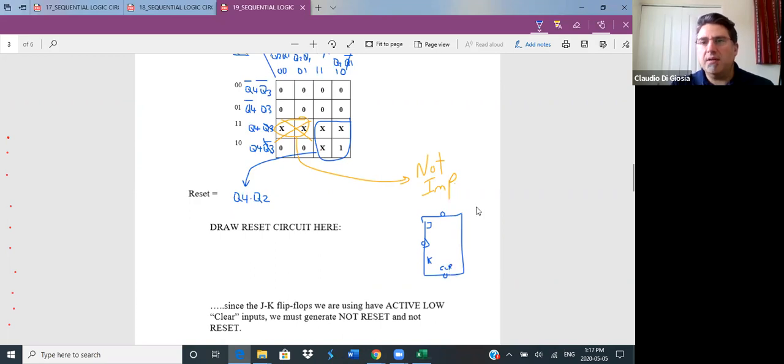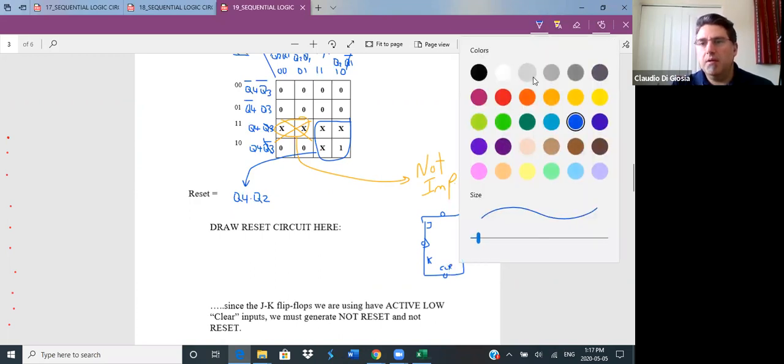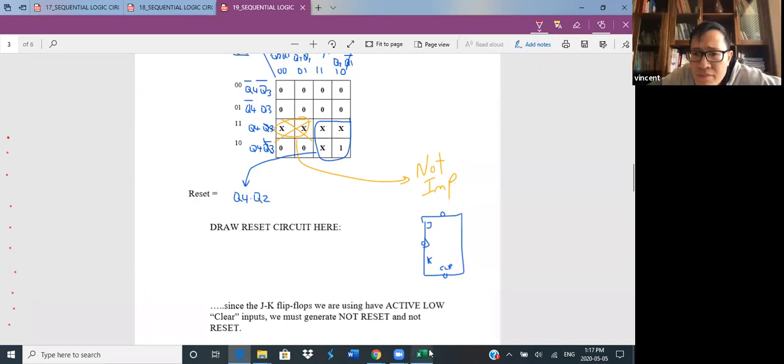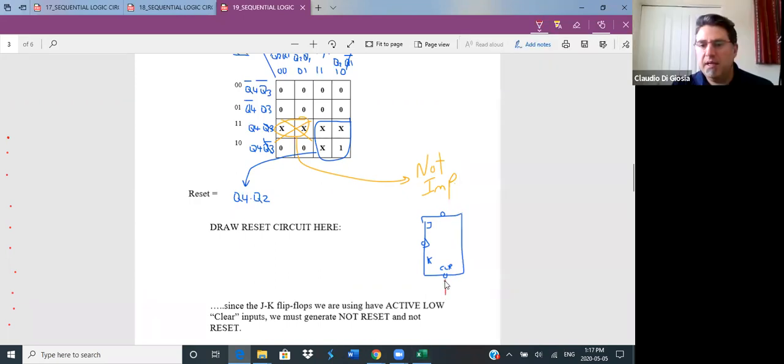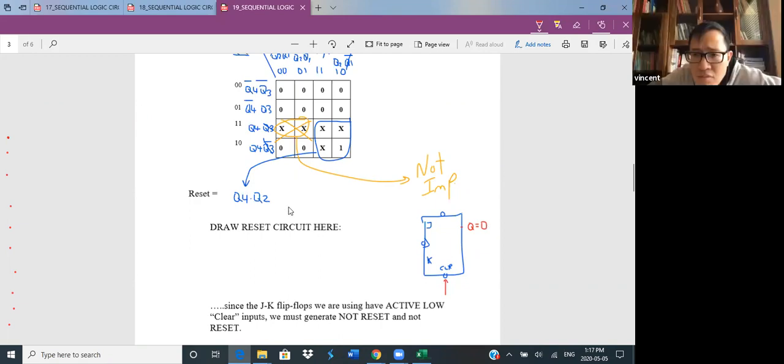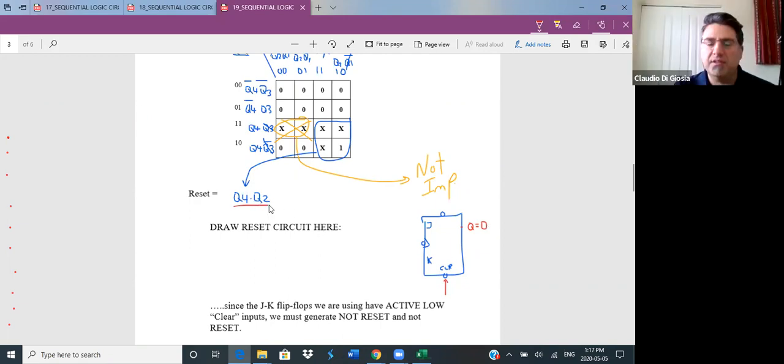What does that little dot mean? Invert. This guy here means that it's negative logic. What do I need here to clear the Q so that it resets to 0? I need a 0, so it resets to 0. Yeah. So my reset circuit, the only thing I have to do is make sure that it's a 0. So how do I do that?